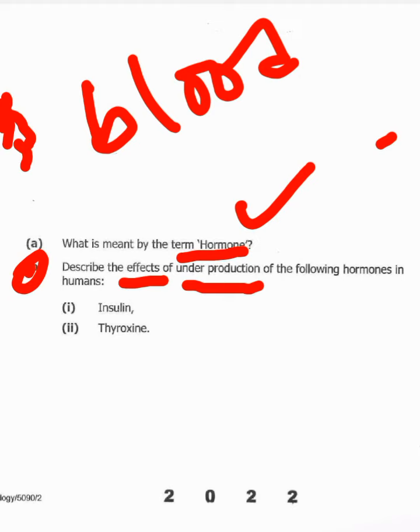Another thing that we need to understand is that if it is underproduced, it will also lead to the presence of glucose in our urine. Then it is also going to cause persistent thirst. We understand that if it is underproduced, there will be persistent thirst, wanting to drink a lot of water.